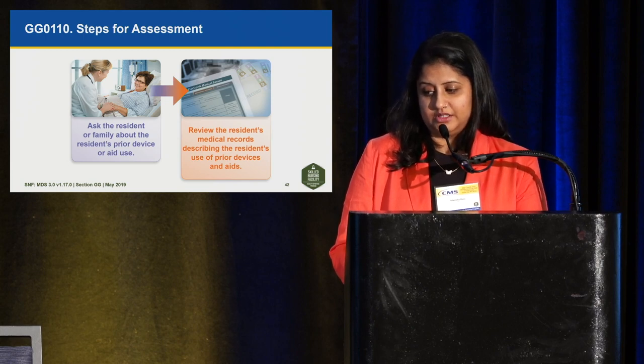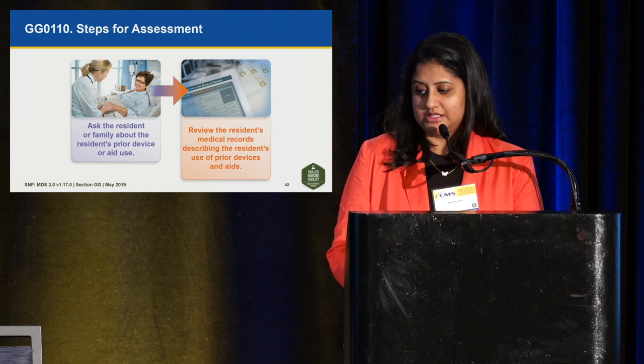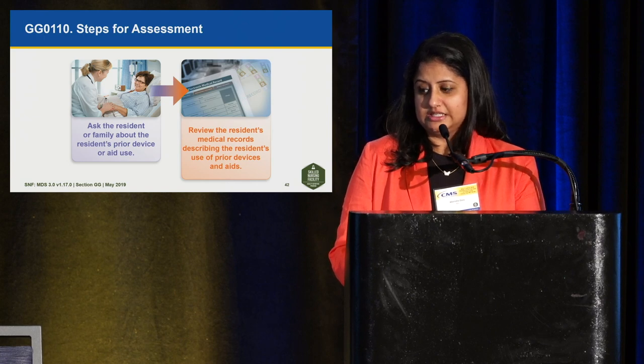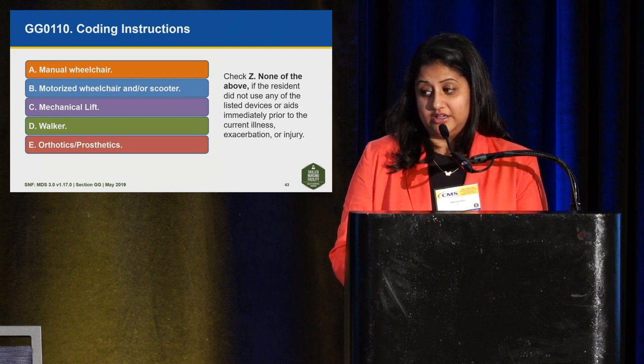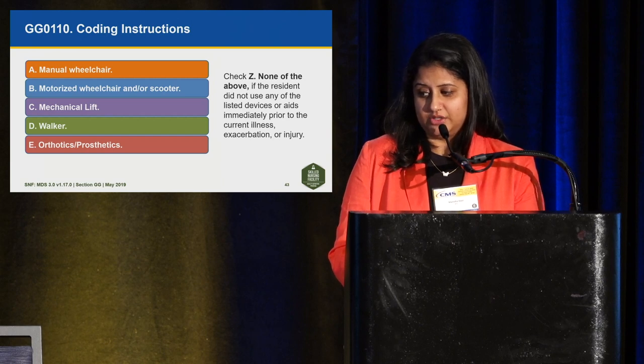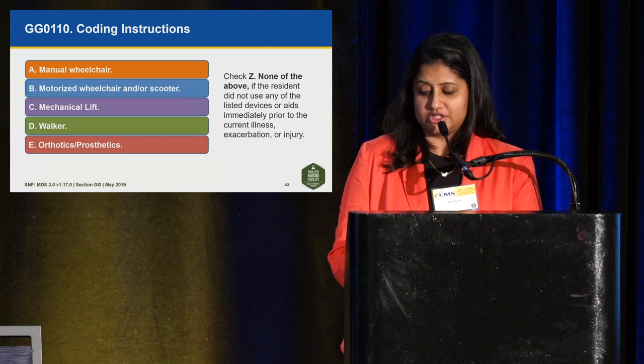For the assessment, you ask the resident or their family members about the resident's prior device or aid use, review the resident's medical records, and describe the resident's use of prior devices and aids. Coding instructions: code as many of these as apply. If none of these apply, check Z, none of the above, if the resident did not use any of the listed devices or aids immediately prior to the current illness, exacerbation, or injury.